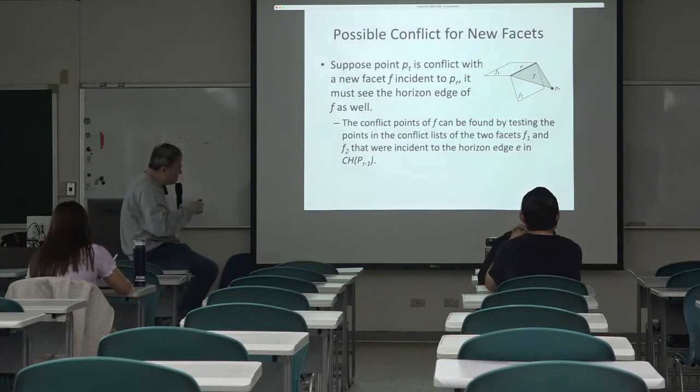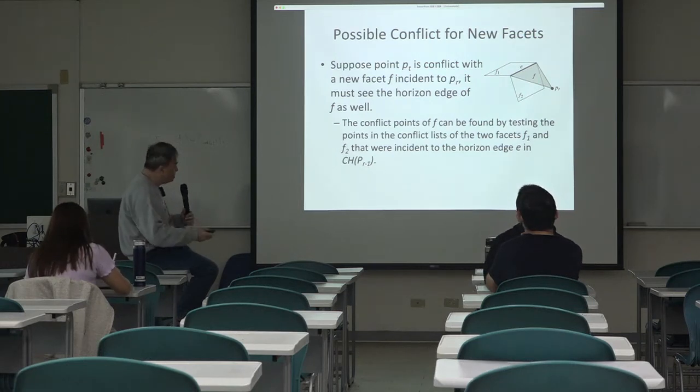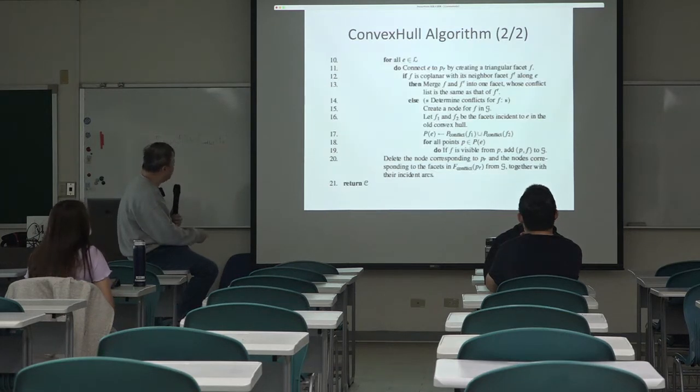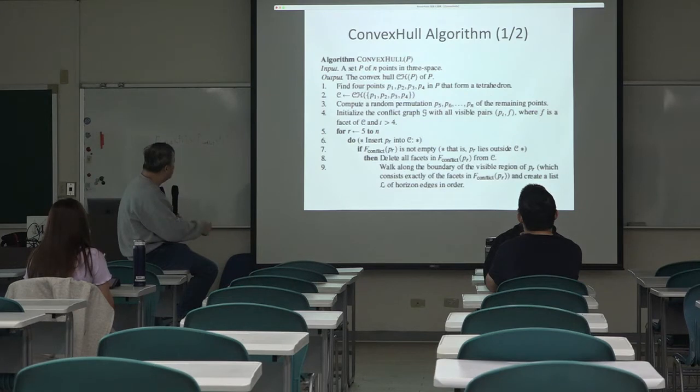So you have a more systematic way to maintain the conflict graph from the beginning to the end, which is very convenient. So that's about it. This is the algorithm for the convex hull. I don't think I need to go through the detail of this algorithm. Basically, it's just like what we discussed. But one thing you can see, we will do a random permutation here, so this is also a randomized algorithm.